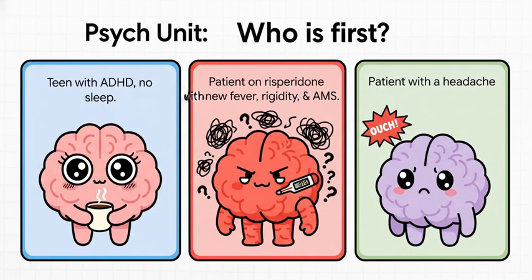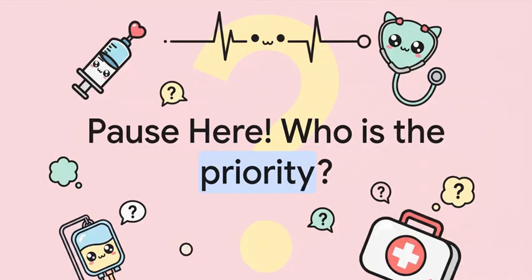All right, last practice question. Let's head over to the psych unit. Who do you see first? A teen with ADHD who hasn't slept in 2 days? A patient on risperidone who has a new fever, muscle rigidity and altered mental status? Or a patient on sertraline who's reporting a headache? Take a moment on this one. Which of these is a true medical emergency hiding in a psych setting?